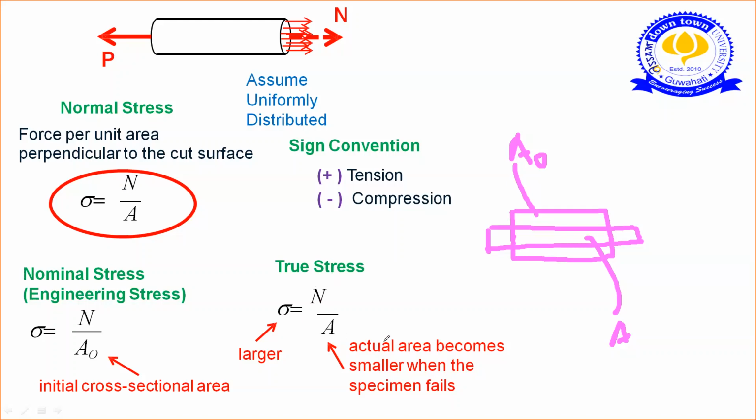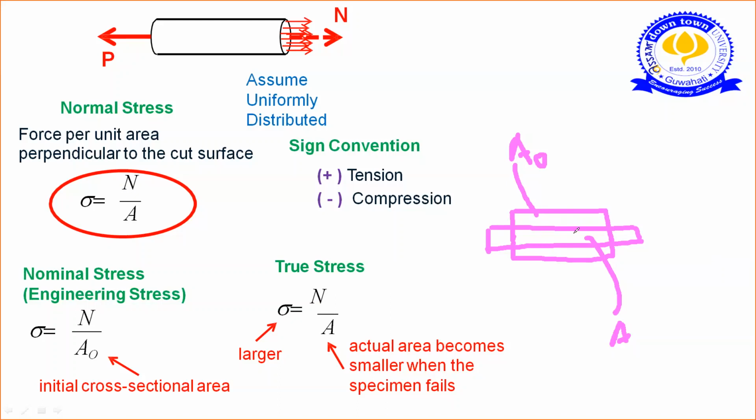So the true stress will be the force acting on that, and what is the actual area, the actual area which we get after the specimen fails. When this rubber band fails, the cross sectional area will give you A. Hope you have understood what is nominal stress and true stress. In the true stress, the difference is that you will use the area which we get after the specimen fails, and here we'll use the initial cross sectional area, the area we have got before the member fails.